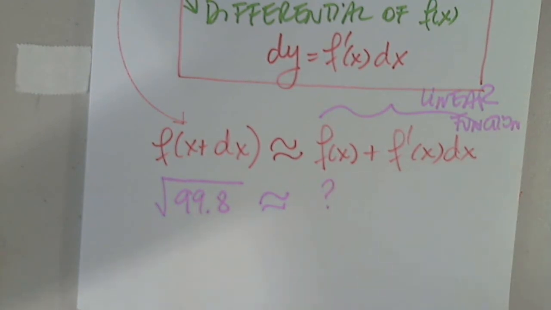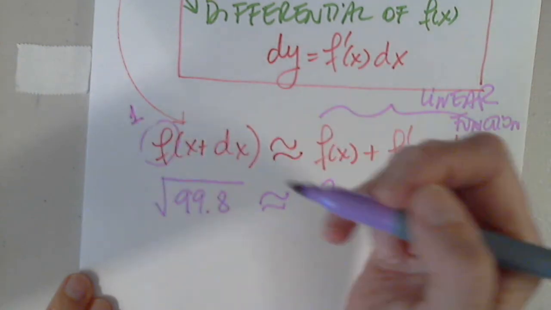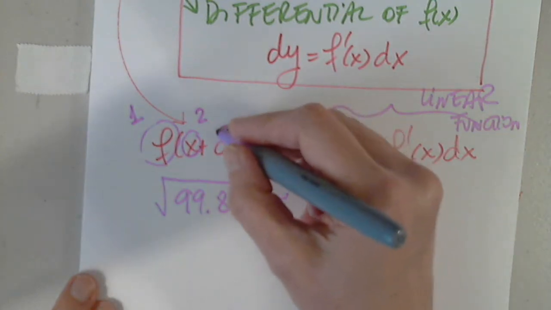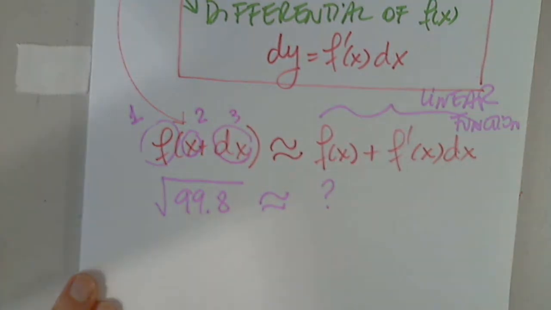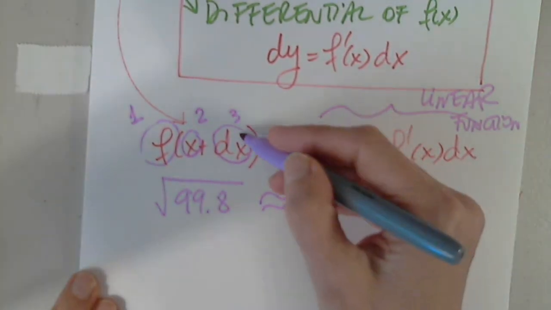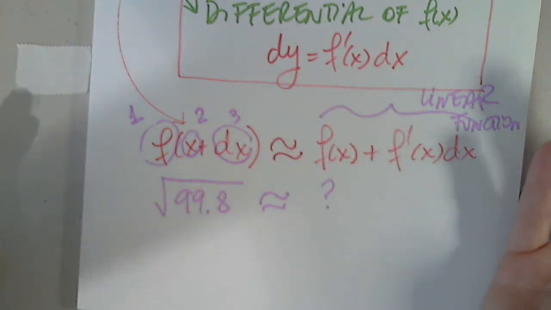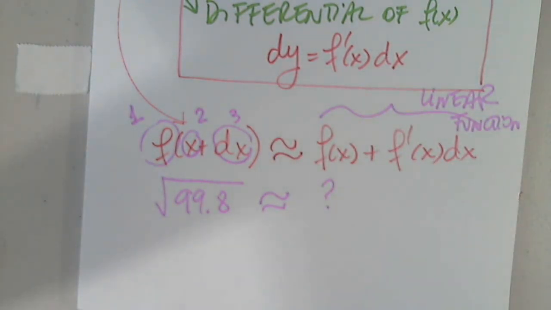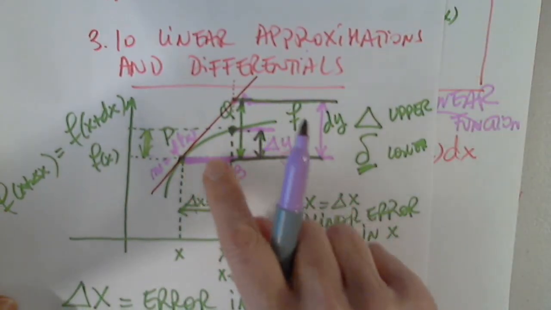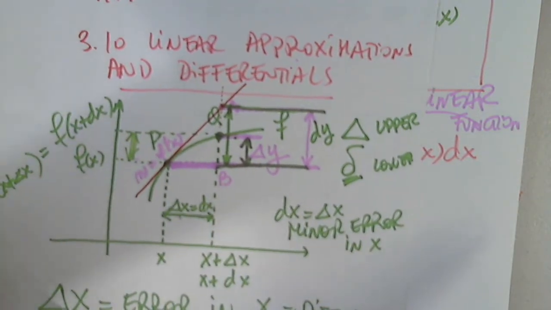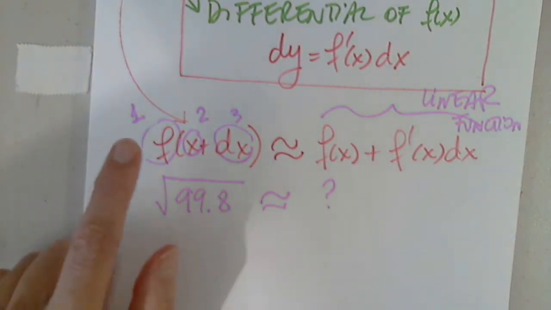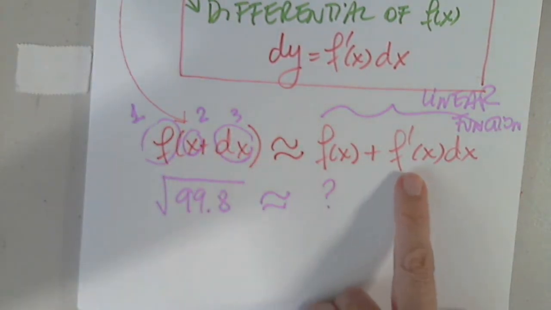Approximate it. Fine. But I have to determine number 1, which is the function. Number 2, which is the x in question. Number 3, which is the error, and it better be small, because otherwise the approximation will not be good. If the error is 15, that's not small. When we talked about the graph, we said Q is really close to P. So if this is 15, the approximation fails. Once I identify the function, x and dx, then I'll determine f prime.